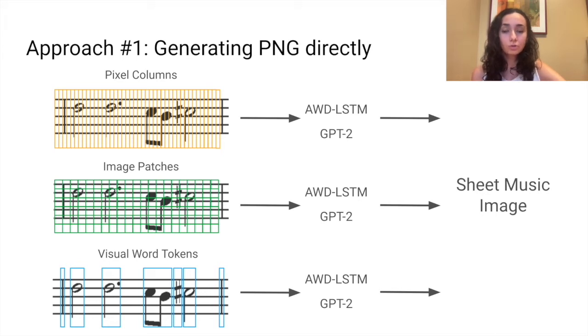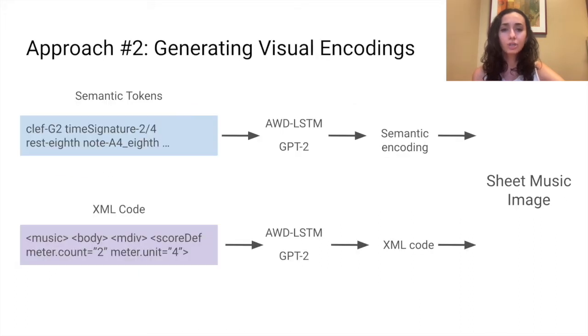We use two language models in this paper, AWD-LSTM and GPT-2, and here after training we have the model spit out continuations of the seed that is passed in. Our second approach is generating visual encodings, where we train on the semantic encoding and XML code representations. We are then able to render the output of our model to display an image for us to evaluate.